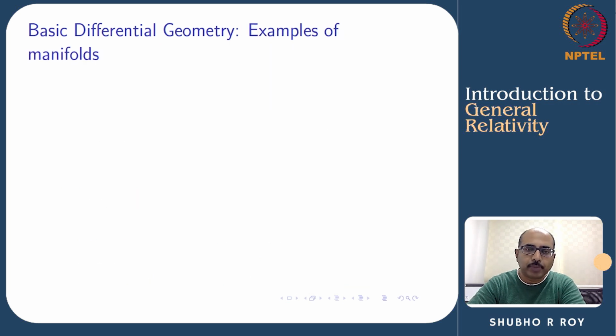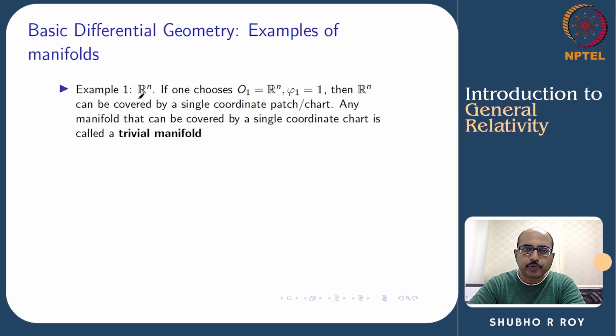All right. Let me give some examples. The first example is, of course, Rn. This is sometimes called the trivial manifold, and I'll explain in a minute why. Now, Rn is, of course, homeomorphic to itself, right? Not only that, one can choose an open set O1 of Rn which is infinitely large.